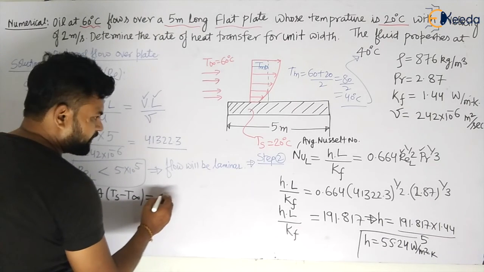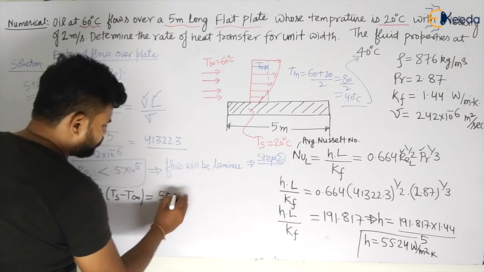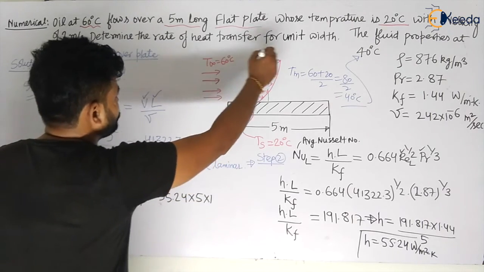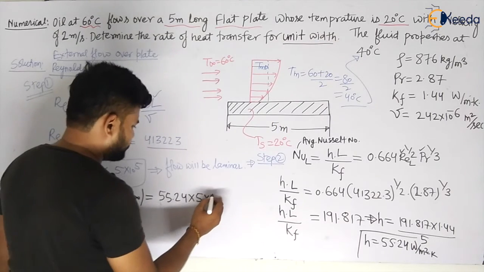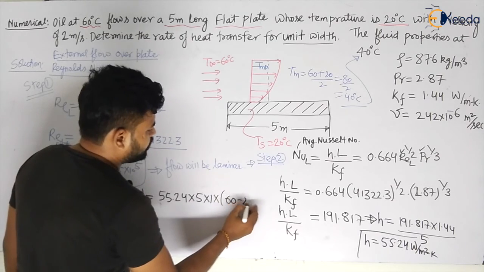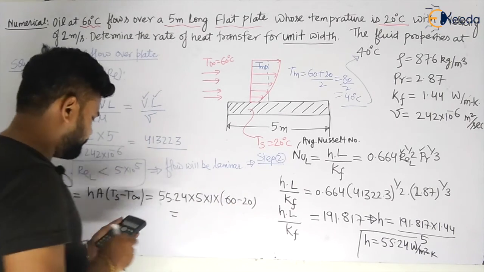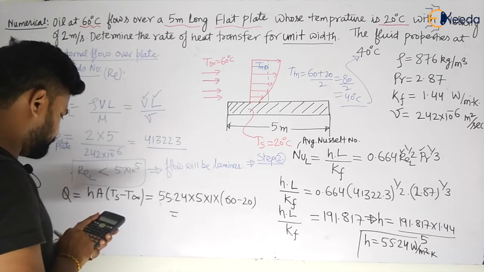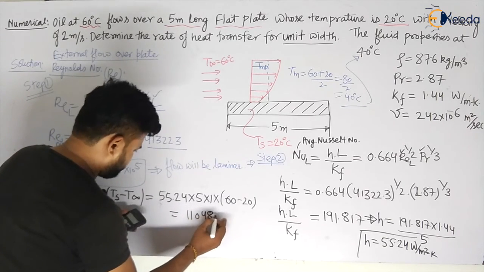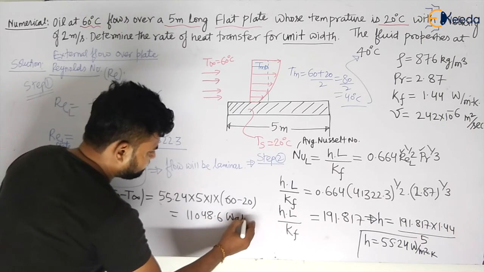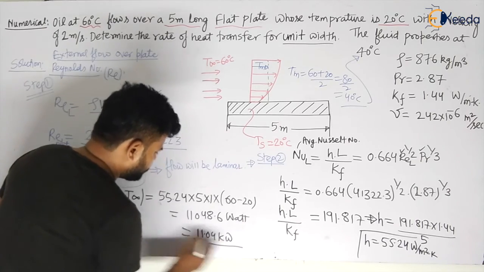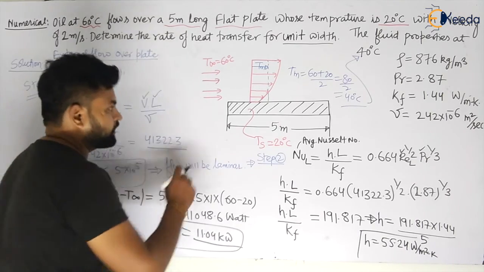So hA(Ts minus T infinite) will become equal to 55.24 into area, which is 5 into 1, because the width is given to be unit width, my dear students, multiplied by Ts minus T infinite, which is nothing but 60 minus 20. From here you can calculate the total heat transfer, and this will be 11048.6 watt or 11.04 kilowatt, my dear students. So this will be the total heat transfer in this case.